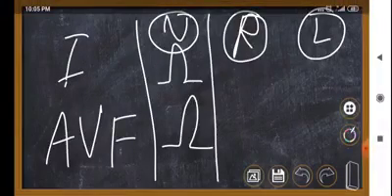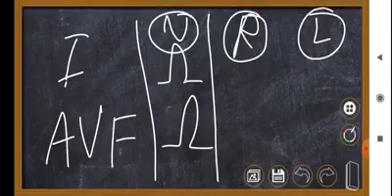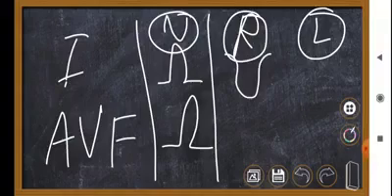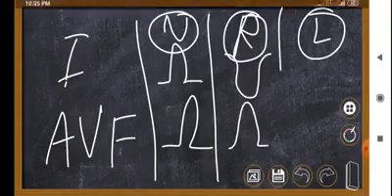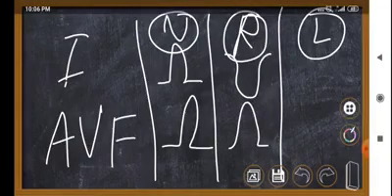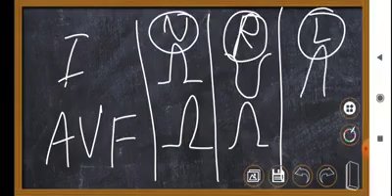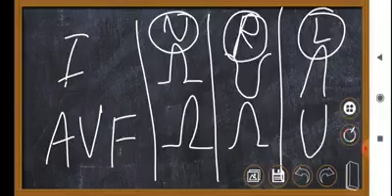In case of right axis deviation, direction of QRS complex will be downwards, and direction of QRS complex in AVF will be upwards. In case of left axis deviation, the direction of QRS complex in lead 1 will be upward, and the direction of QRS complex in lead AVF will be downwards.